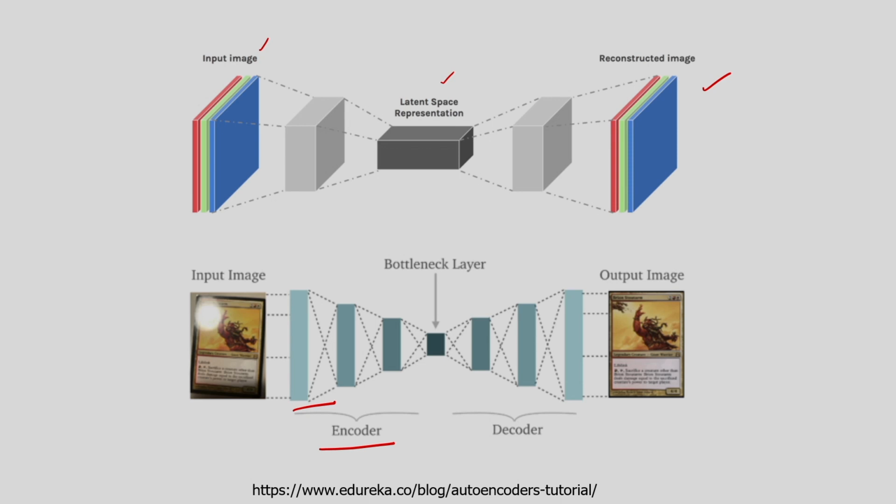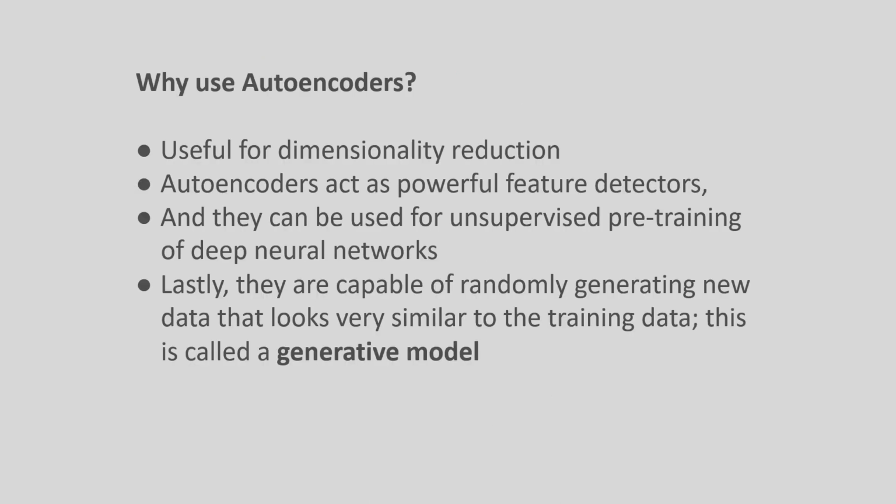So this is about the autoencoder. Next, why do we use autoencoders? They are used for dimensionality reduction, so we can reduce the dimensionality of the input image. That is why we are considering the autoencoder. With the help of autoencoders, I can extract important features from the input image. And they can be used for unsupervised pre-training of deep neural networks. That is also another advantage.